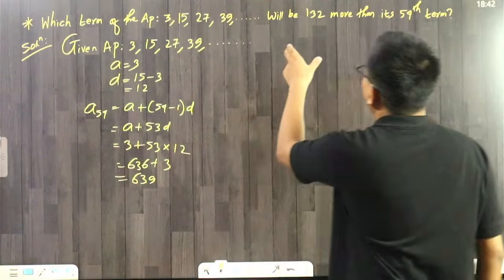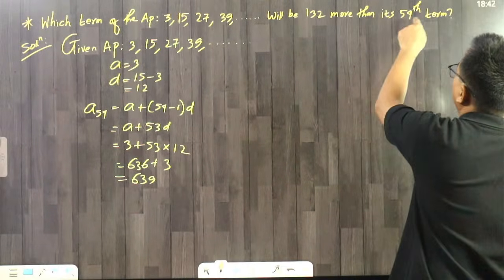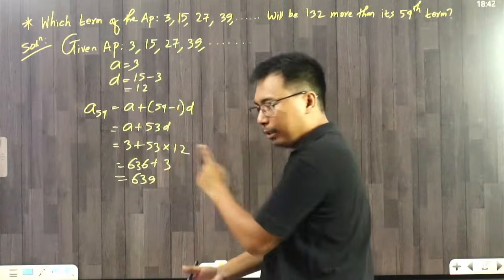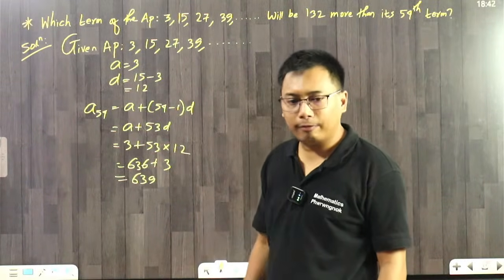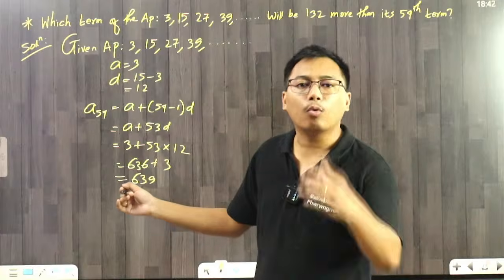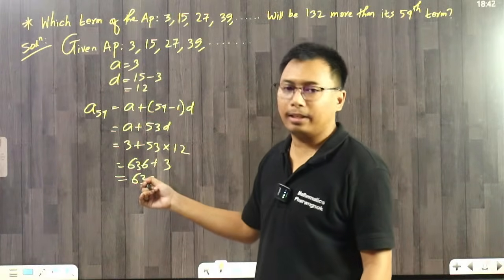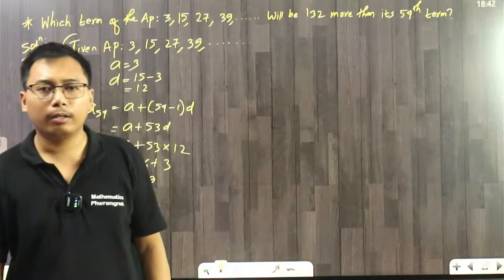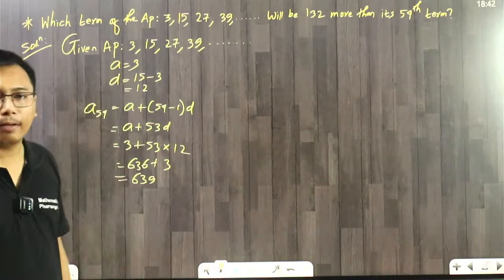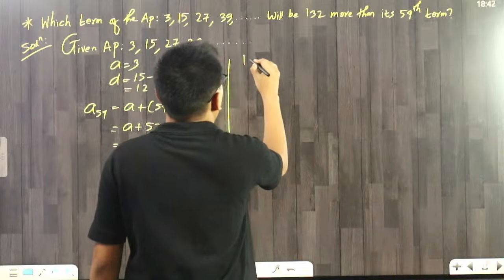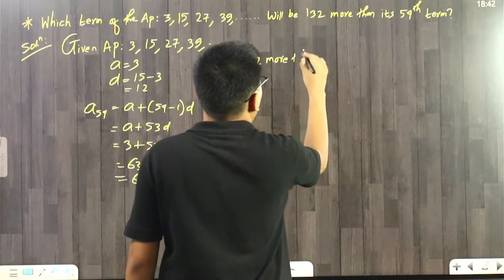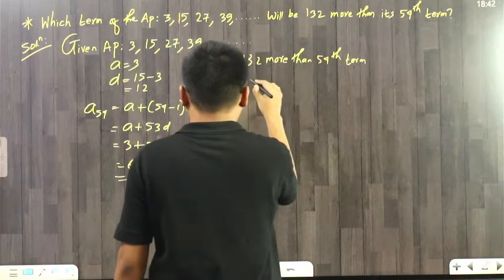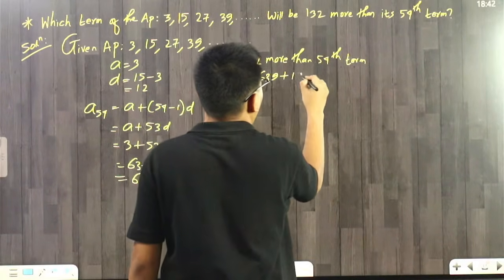Now we have to find that number which is 132 more than its 54th term. What is our 54th term? 639. Now 132 more means what? Do we subtract or do we add? If it's more, then we have to add, right? So 132 more than the 54th term is equal to 639 plus 132.